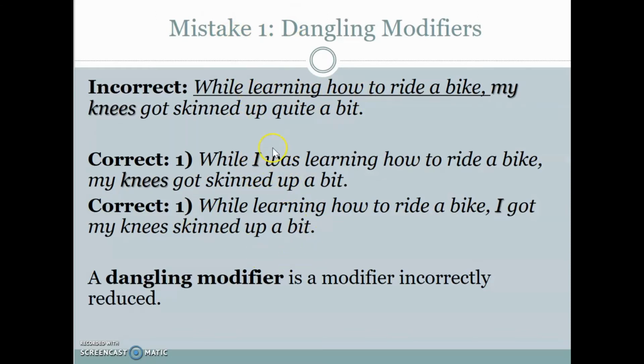Now, you can add the correct subject in the DC and say, while I was learning how to ride a bike, my niece got skinned up a bit. Or you change the subject in the IC: instead of my niece, you say I. While learning how to ride a bike, I got my niece skinned up a bit. In this case, you have subject I here because I was learning, and subject I in this clause. I got my niece skinned up a bit.